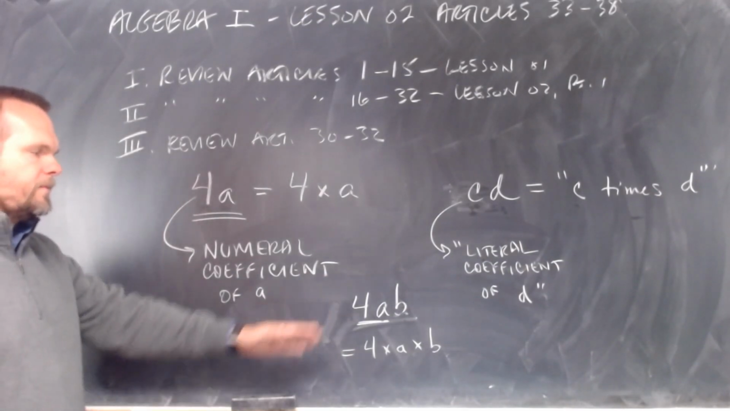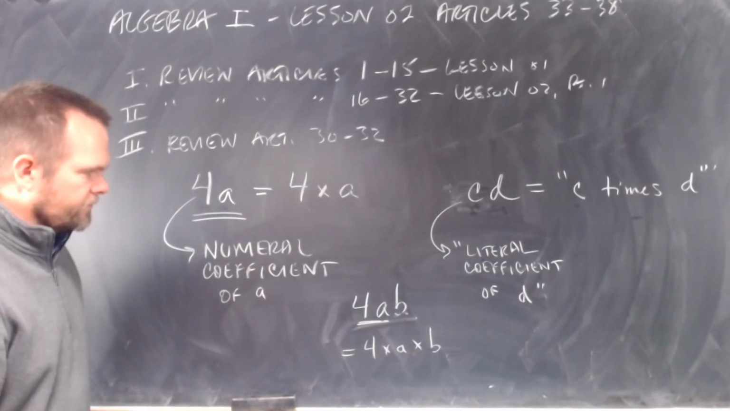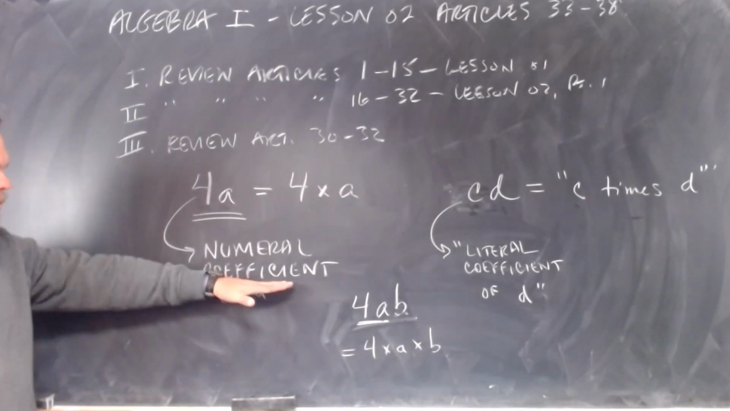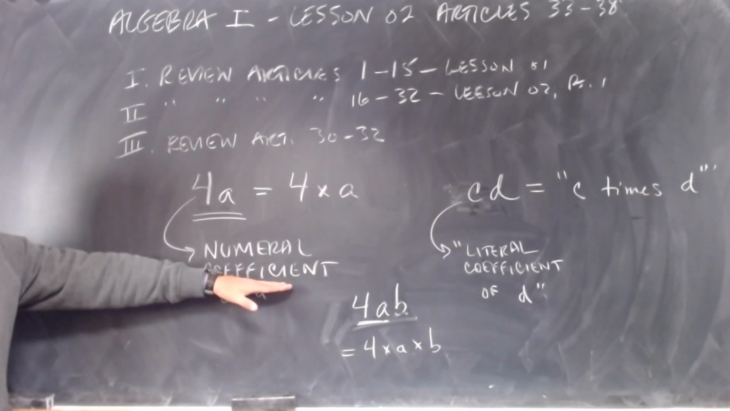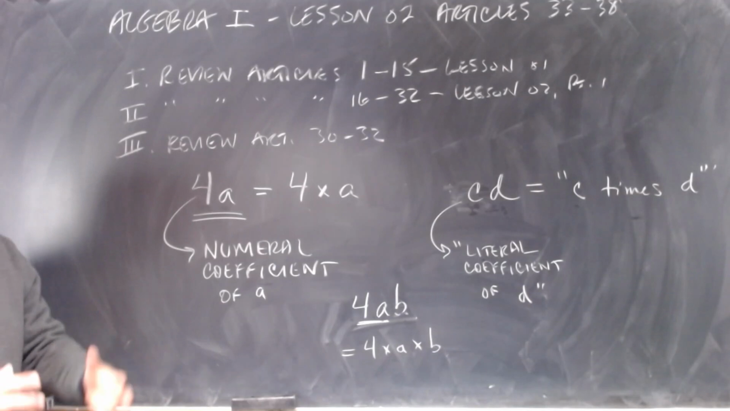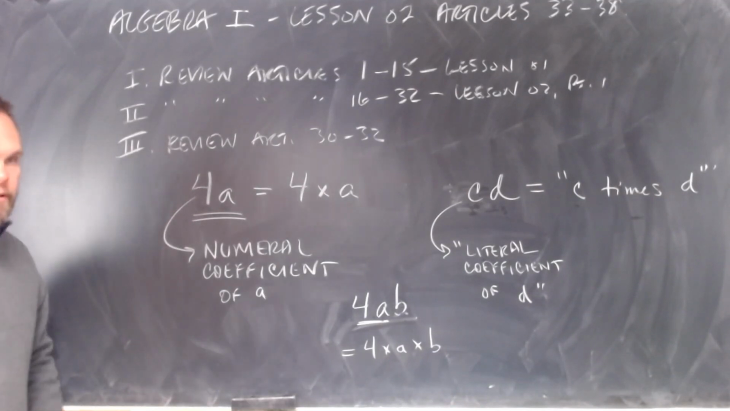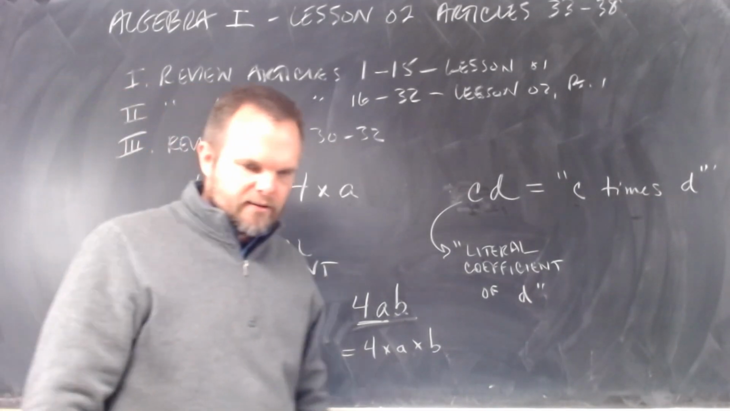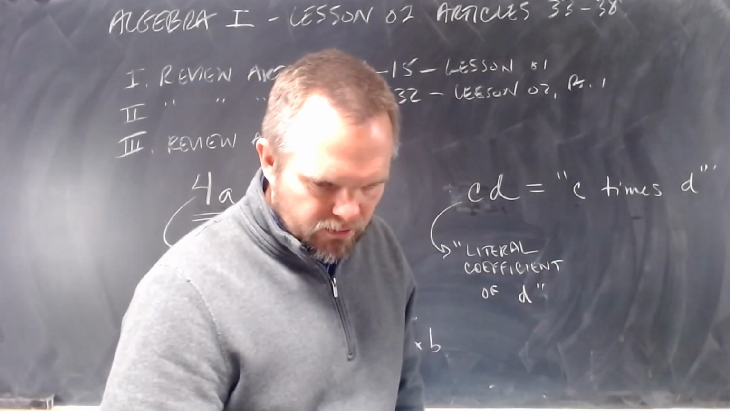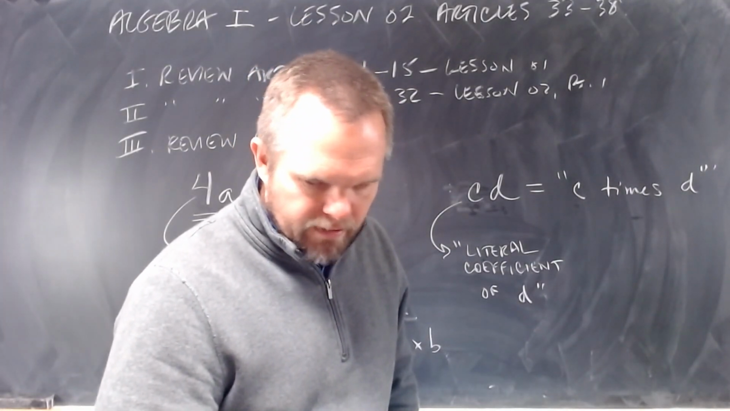So sometimes it will get more complicated. But what I want you to understand is what this word coefficient means. It means numbers that are multiplied together. That's it. It's not more complicated than that. That's articles 30, 31, and 32.